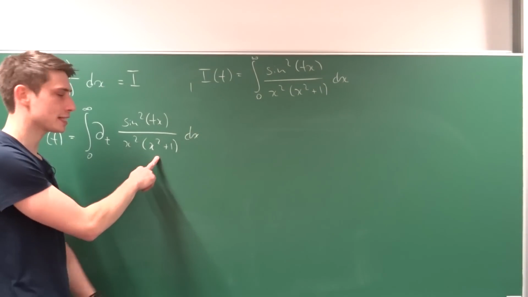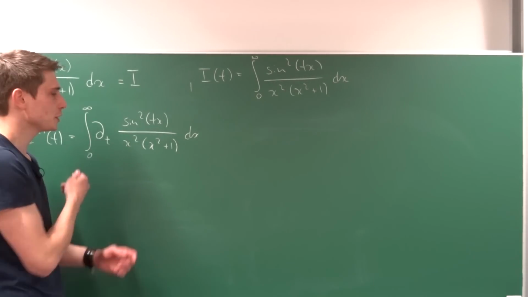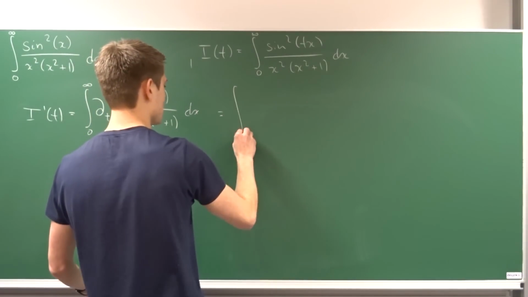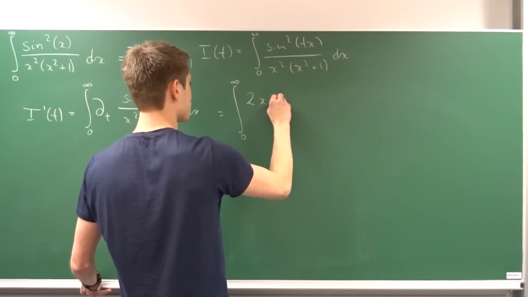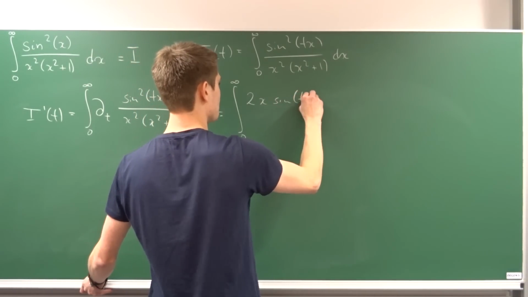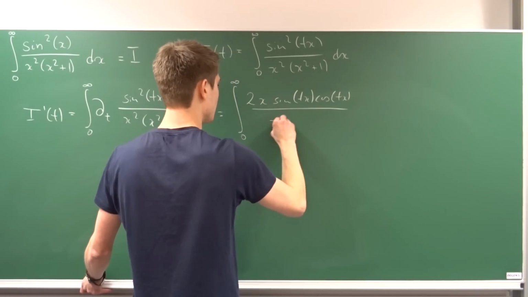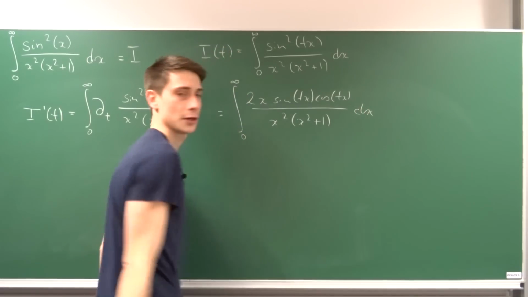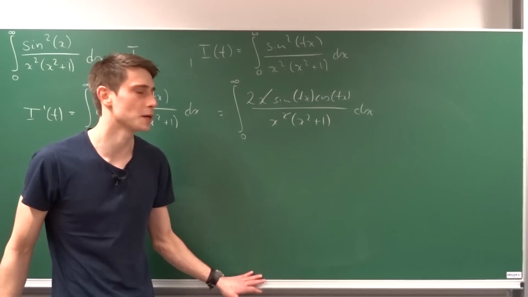1 over the denominator is independent of t, so we can bring it in front of the differential and we just have to differentiate sine squared of tx. What is that exactly? That's the integral from 0 to infinity of, okay, so we are getting 2 times x times the sine of tx times the cosine of tx over x squared plus 1 dx. Great thing, you might notice, doesn't that x cancel out? So this simplifies quite a bit.